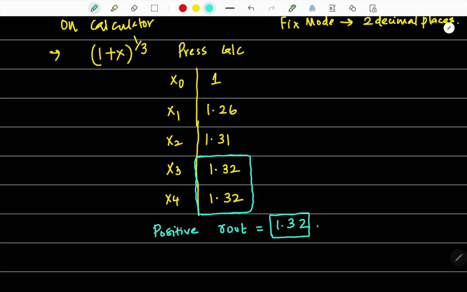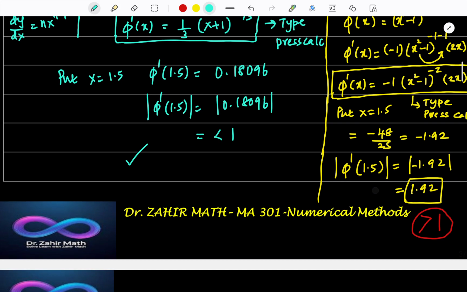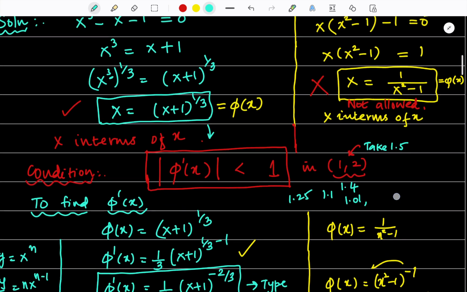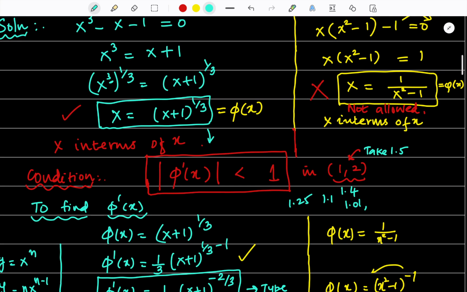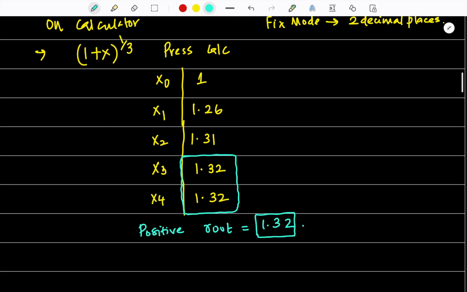Right. Okay. Yes, teacher, I want to know, you said mathematically, if it is more than 1, it is not converging. So I just want to do the same thing here also. What I will get? Okay. So let me take this one as phi of x. Let me take this as phi of x. I use another color.